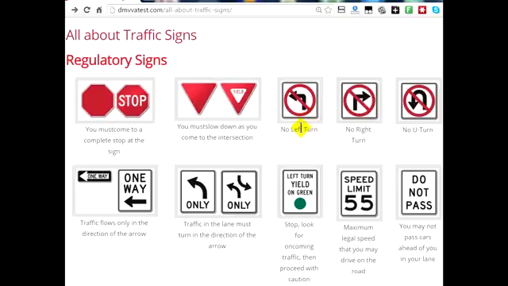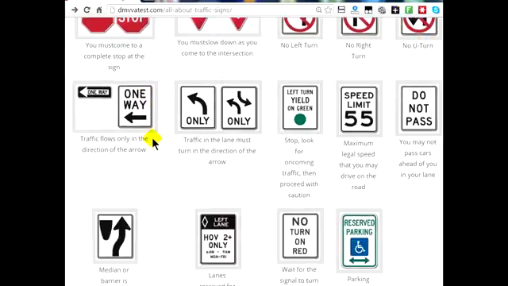For example, this is no left turn. That means you cannot take a left turn at a traffic signal or at a stop sign or at an intersection. Okay, this means no right turn. This means you cannot turn right at an intersection or at a traffic light. And then no U-turn. A lot of times you'll see these in the medians where they do not want you to cross the median or do any type of U-turn because that causes a lot of accidents.